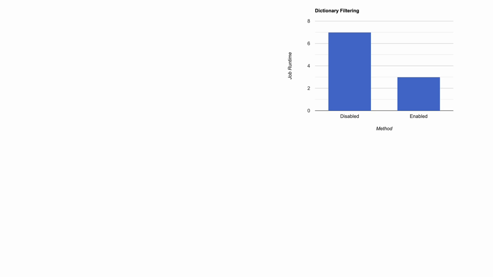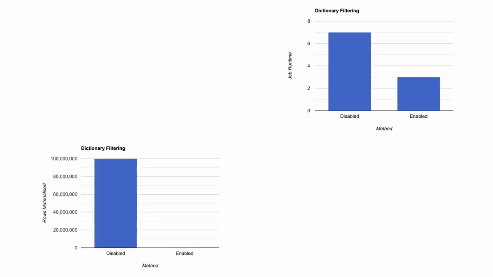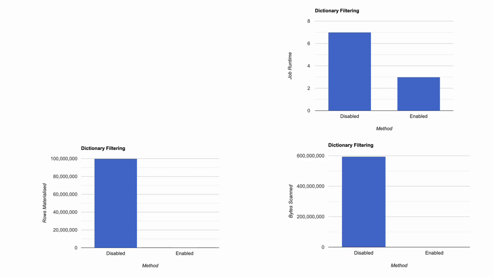Without dictionary filtering, the job runtime was 7 seconds, and with dictionary filtering, it dropped down to 3. The rows materialized became 0 because we were looking for a column value which did not exist. And similarly, the bytes scanned was also 0 with dictionary filtering enabled. So these are the configurations which are enabled by default.